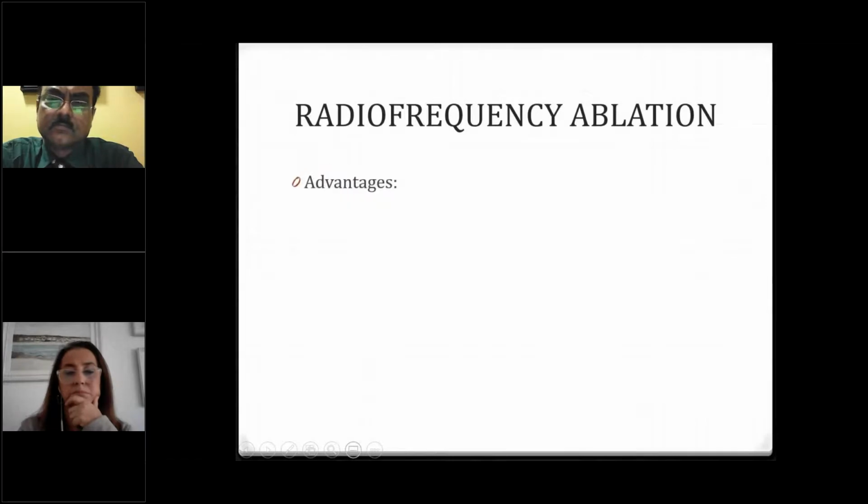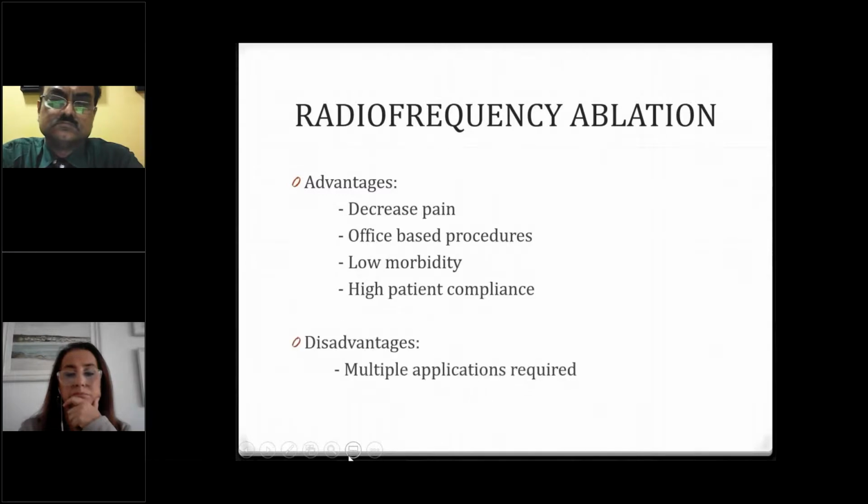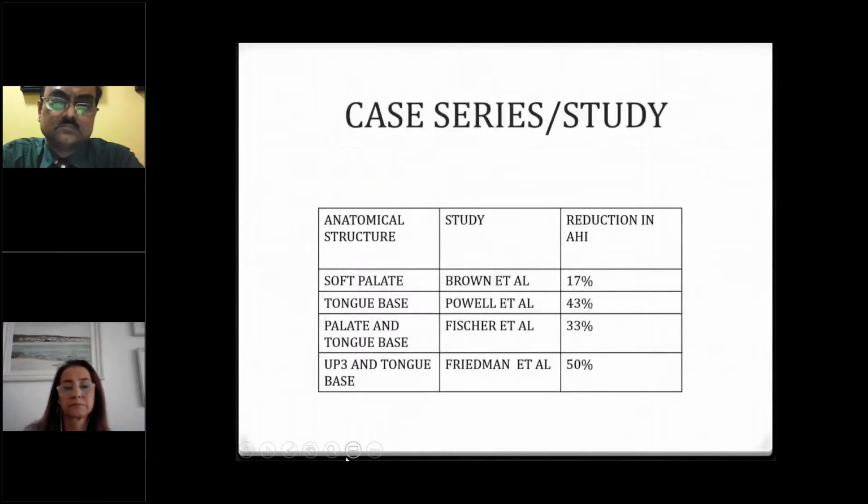So in short, radio frequency ablation minor procedures were shown. The advantages are decreased pain, office-based procedures, low morbidity, high patient compliance. Disadvantage, multiple applications required. Sometimes after one application, another one is required, and another one also. Later, how to decide and when to give is a presentation in itself.